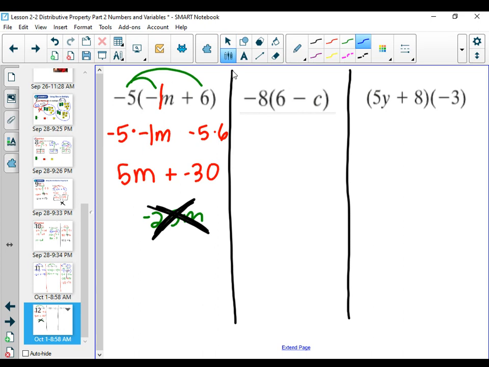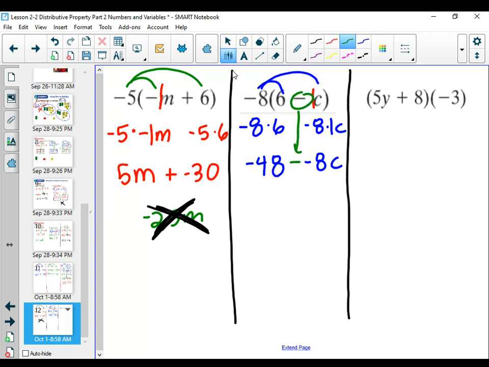Oh no, there's a subtraction and a negative in the same problem. I need to be careful of this. Oh no, there is no number in front of the c. I need to be careful of this. Oh no, there's a subtraction and a negative right next to each other. I need to be careful of this.